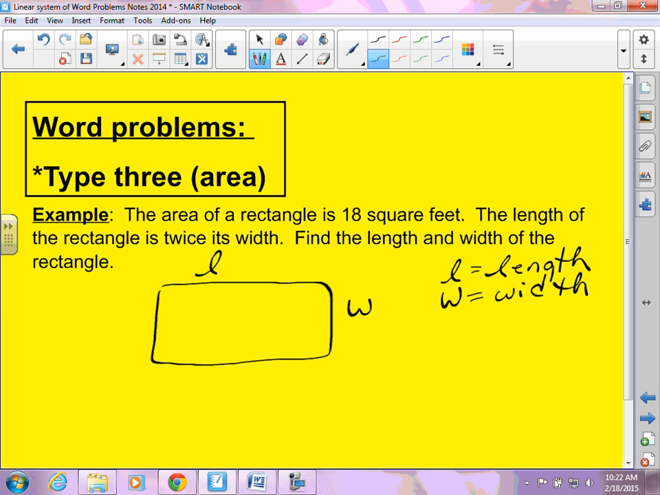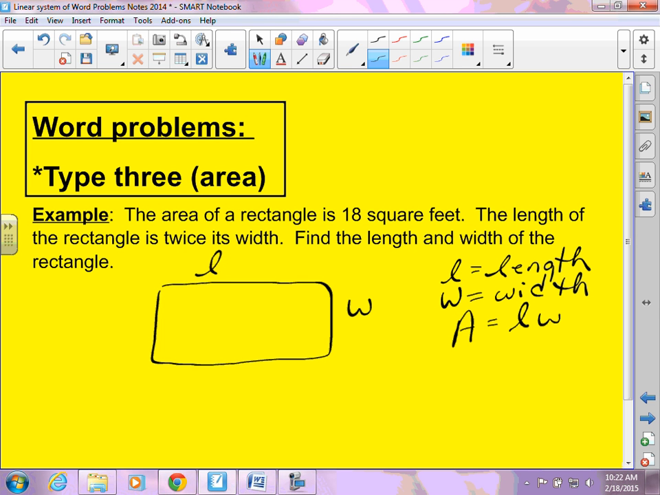What is the formula for the area of a rectangle? Okay, perimeter is adding up all the sides. Do I multiply all the sides together? I multiply, yes, I multiply two of the sides. So it's length times width. Sometimes you'll see base times height. That's a parallelogram, which is what a rectangle is. But we're going to use length times width.